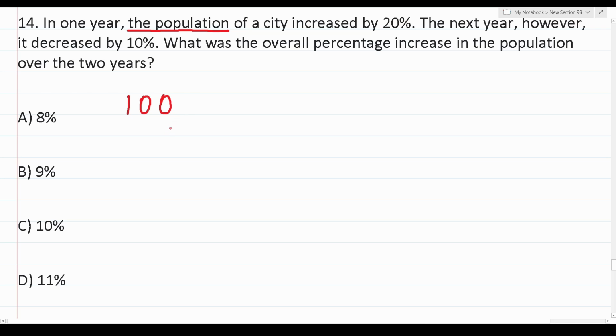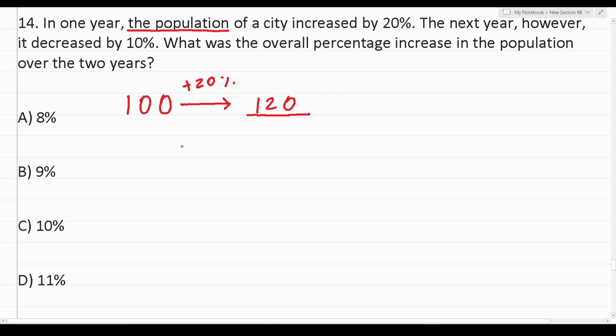All right, so I'm going to say my initial population was 100. According to the problem, the population grew by 20% the first year. So what I'm going to do next is go ahead and figure out what 20% of 100 is, and that's going to give me the new size of my population. Well, that's actually pretty easy to do. What is 20% of 100? Well, that's 20. So our population grew by 20. So 100 plus 20 is 120.